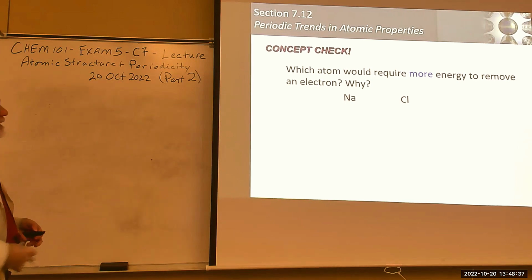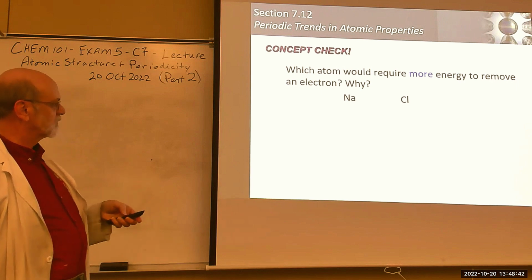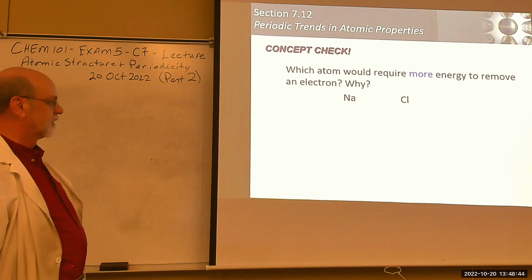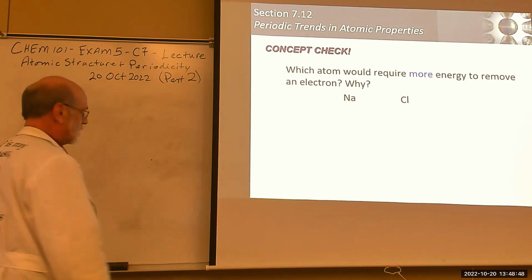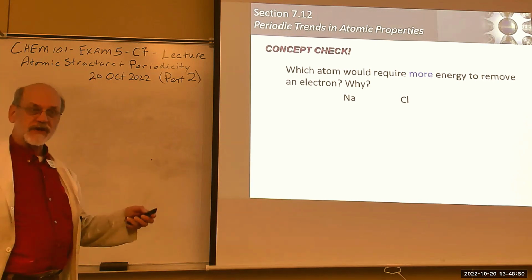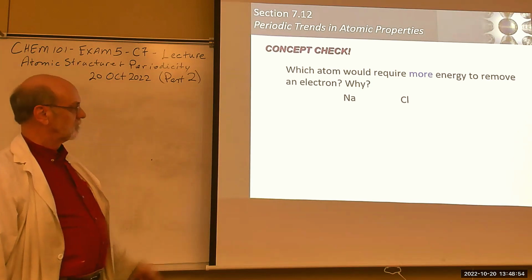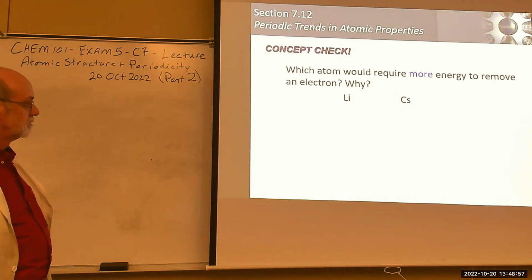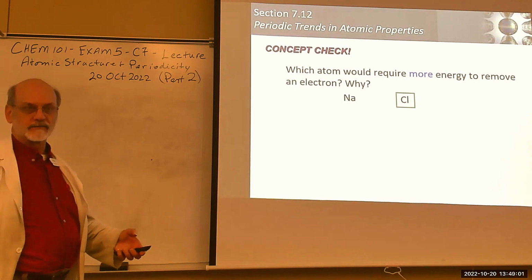So, which one of these atoms would require more energy to remove an electron? Sodium or chlorine? Well, let's see. Are they in the same period? Yep. So all we have to do is look at the trend. Sodium is on the far left of that period. Chlorine is on the far right. So chlorine takes more energy, because it has more protons.